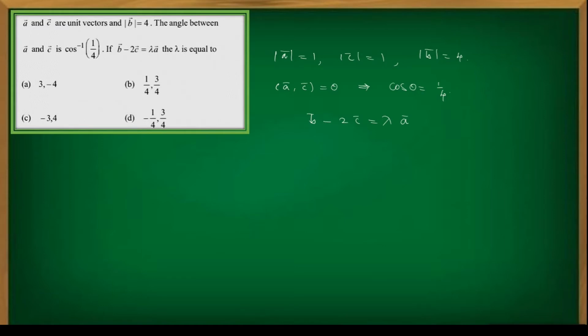Now, you see here, what is the information you know? Angle between A bar and C bar you know, mod A bar you know, mod C bar also you know. So with this, what can you find? Simply A bar dot C bar. So what I do here, minus 2 C bar I'll bring to this side, so that I get lambda A bar plus 2 C bar is equal to B bar.